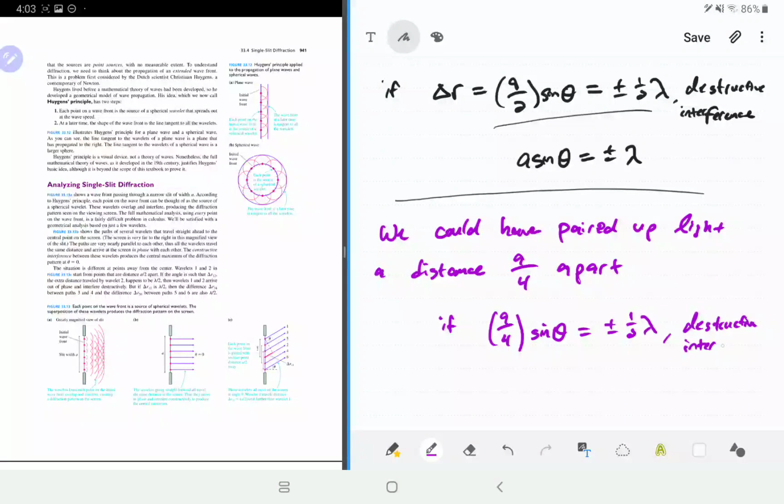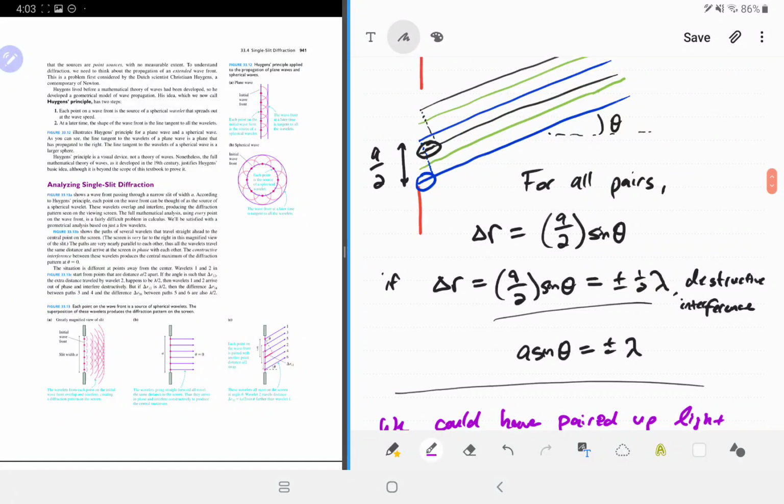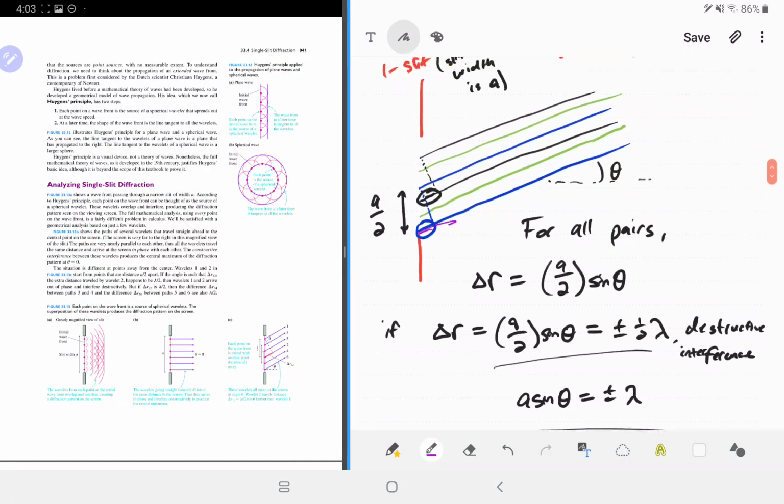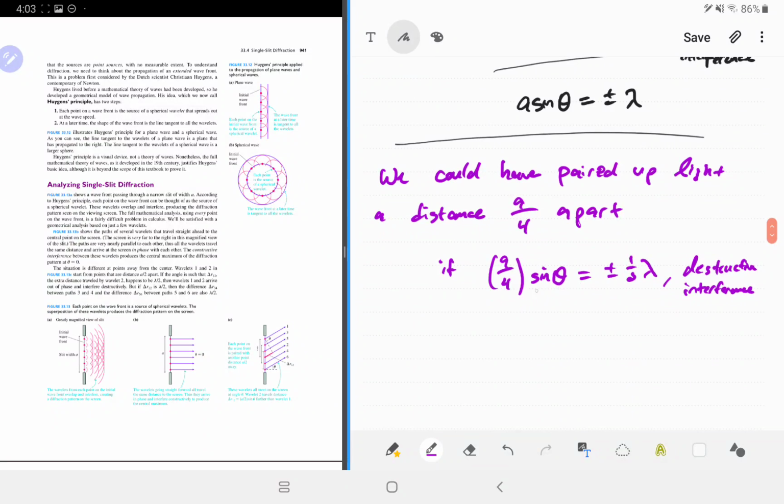So same logic as before. It's just we could pair them up closer together rather than a whole half slit away. We don't want to pair them up like here and here, because there's only one pair that's that distance apart. No other two light rays would be that far apart. So that's why we're starting with a over 2 and getting smaller from there. If we take this equation and multiply by 4, we get a sine theta equals plus or minus 2 lambda.